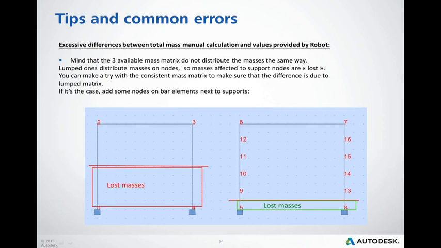Some tips and common errors you can use while looking at seismic and model analysis in Robot. Mind that the three available mass matrices do not distribute these masses in the same way. Lumped ones distribute masses on nodes. Some masses affected to the support nodes are lost. You can try a consistent mass matrix to make sure that the difference is due to the lumped matrix. If it's the case, one can add additional nodes along the bar elements near the supports to lose smaller values of masses.